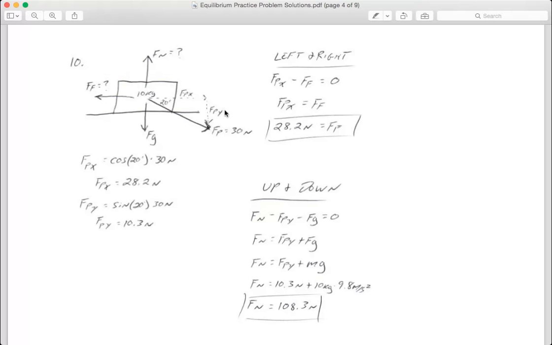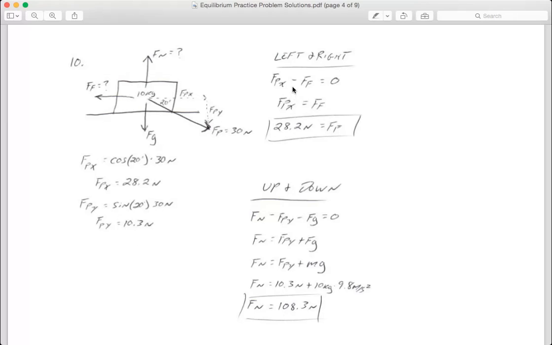In the Y, that's the opposite side, so I'm going to use sine. That's where this equation comes from. Force of push in the Y equals the sine of 20 degrees times 30 newtons, and my calculator tells me that that's 10.3 newtons that I'm pushing downward.